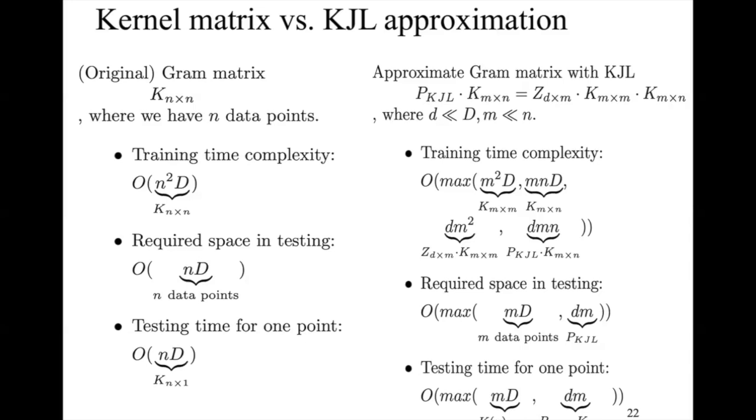So for the testing, it's actually the same. We depend on the n multiplied by the d, because this is the original one, and this one is small. It is mostly determined by the bigger one. If this one is very large, this one doesn't matter.